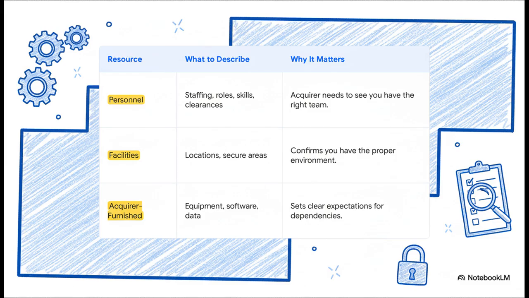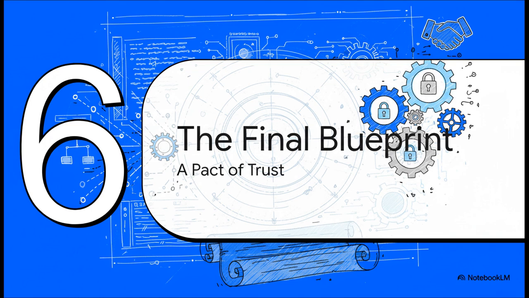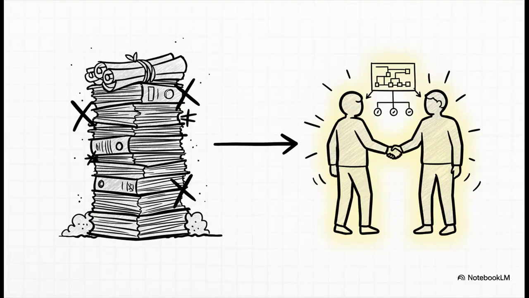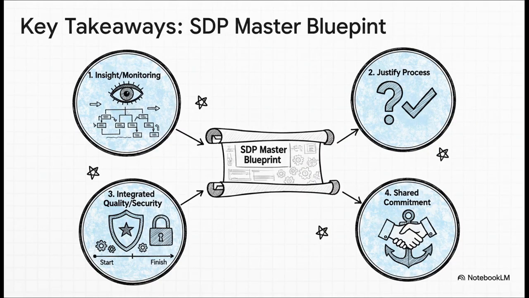right up front. So after all that, all these sections, all this detail, what have we actually built? Is it just a giant pile of paperwork? No, absolutely not. The whole point of the software development plan is to be a powerful communication tool. It is literally designed to force those difficult conversations and create a shared, rock-solid understanding of the entire project before the big risks and big money kick in. So let's just boil it all down. What does this monster blueprint really do for you?